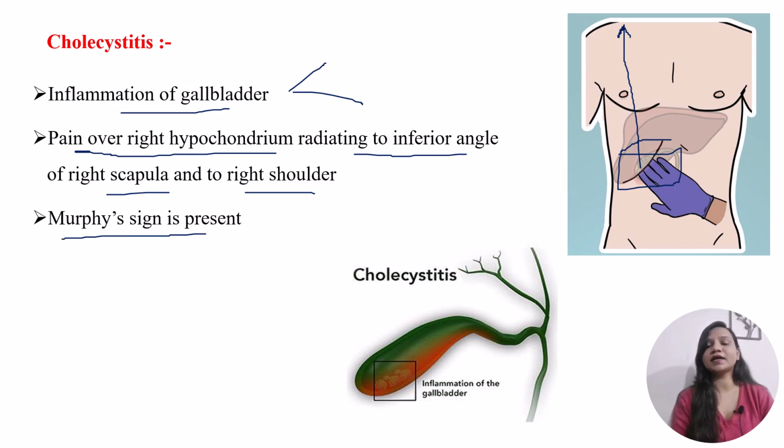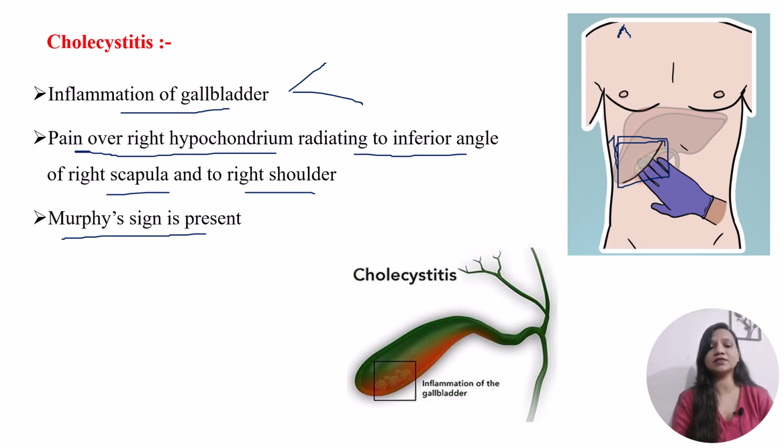Next, Murphy's sign is present. What is Murphy's sign? Murphy's sign is elicited when we are palpating the right upper quadrant, that means the right hypochondrium. While palpating the right hypochondrium, the patient is asked to inspire, and during inspiration if there is sudden sharp pain, then Murphy's sign is positive and there is a high chance of cholecystitis.